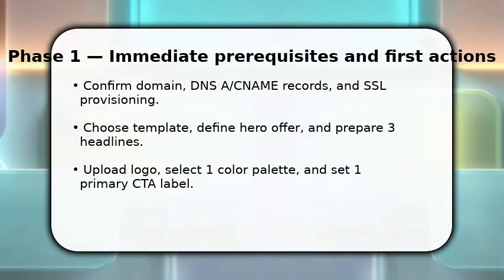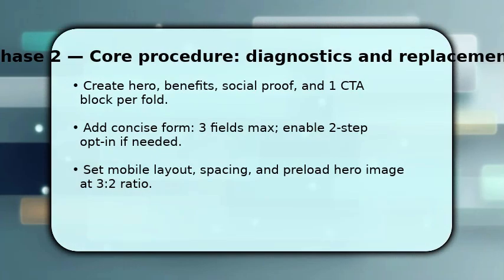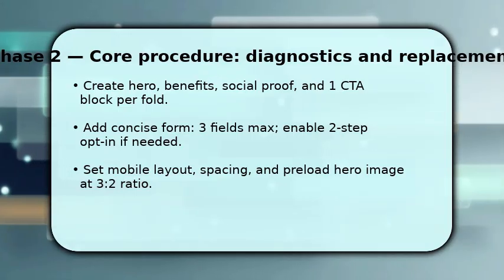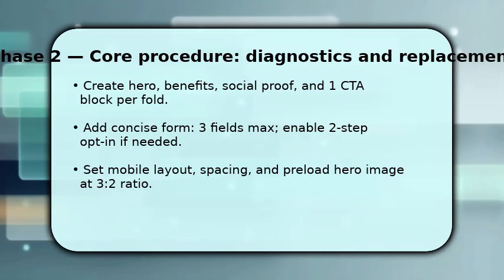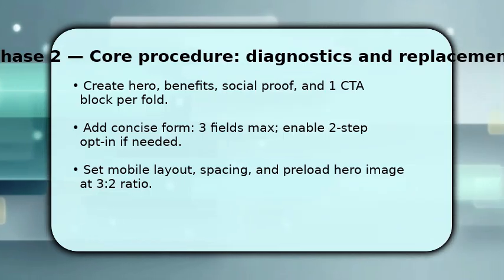Next, we assemble sections and automation. Now you assemble the page from top to bottom. Drag in a hero, benefits grid, proof strip, and a final CTA. Each section needs a clear purpose and one action. For conversions, use a short form with only the fields you need. Consider a two-step opt-in to lift conversions.